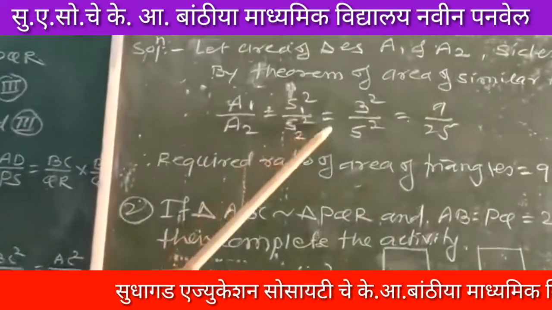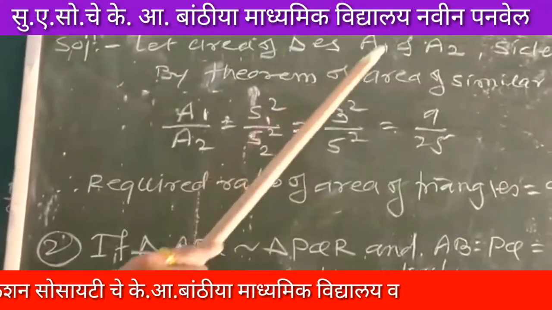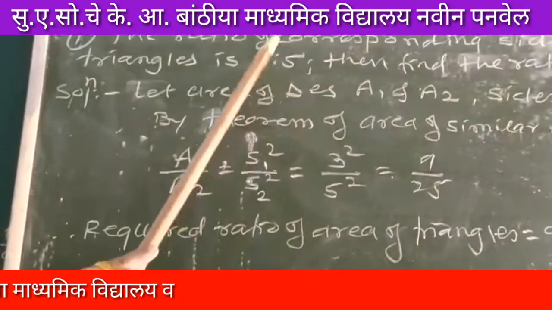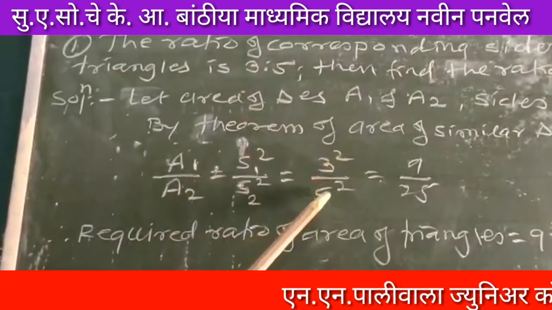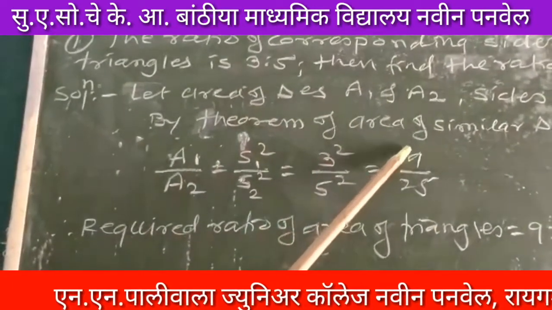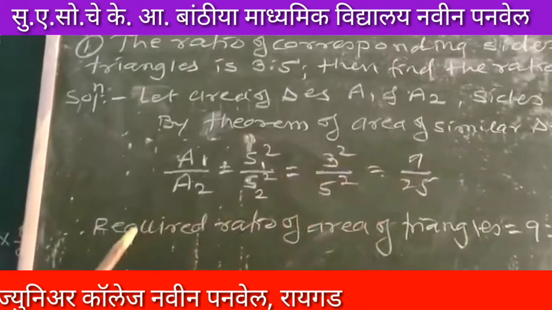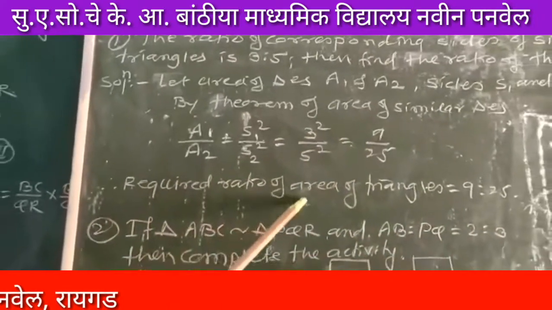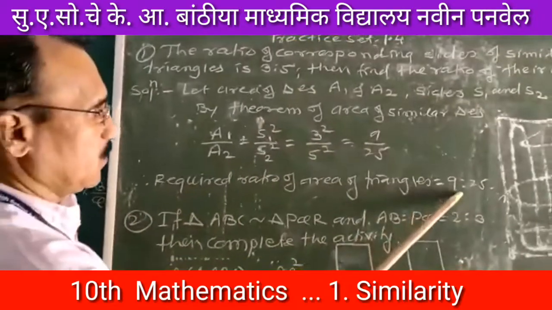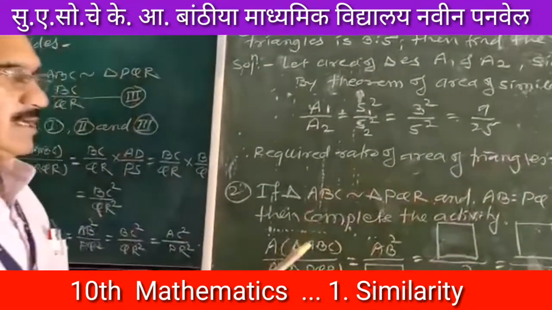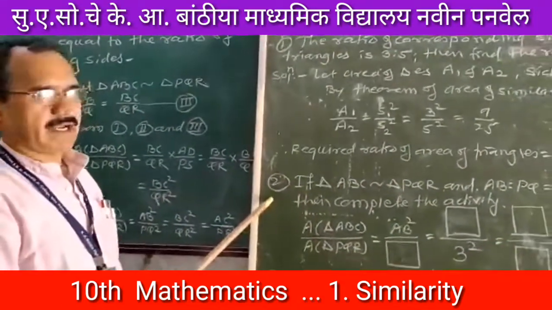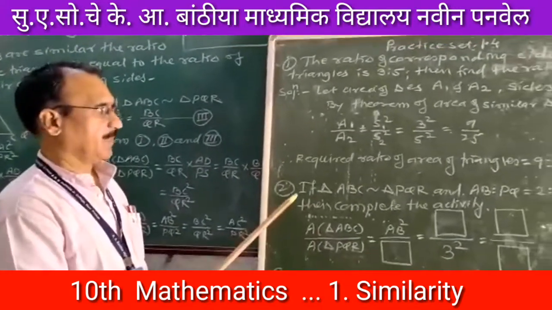S2 square, which is equal to, S1 is 3, already given here, and S2 is 5. Therefore 3 square upon 5 square is equal to 9 upon 25. Therefore the required ratio of the areas of the triangles is 9 to 25, which is the required answer here. Now we are going to see the second example from our textbook.